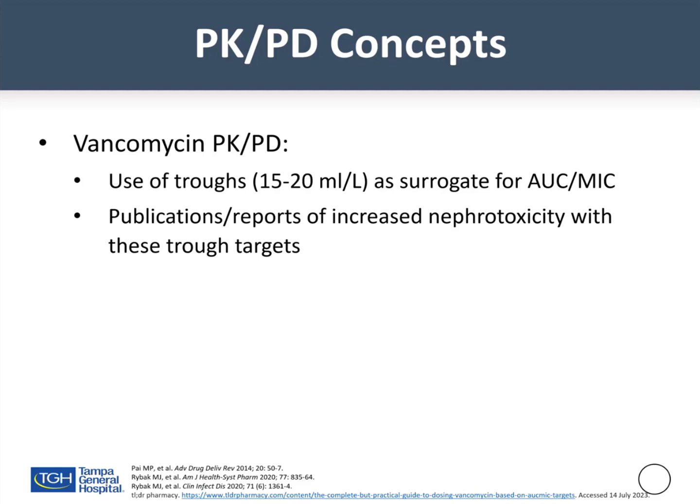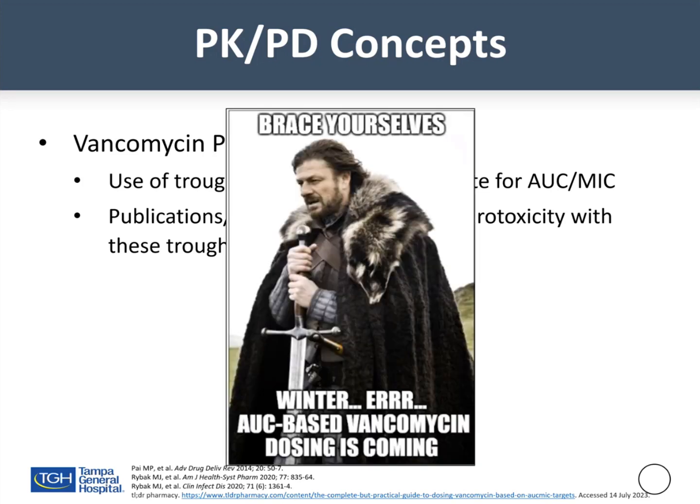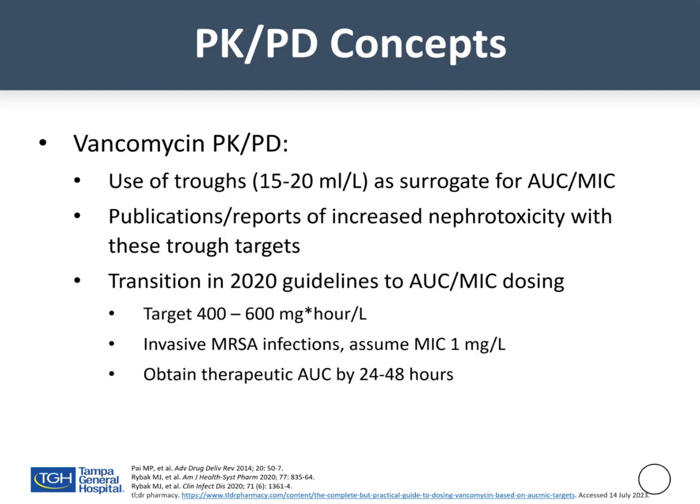So in 2020, as we were getting into the COVID pandemic, these guidelines came out. It did take hospitals a little longer to make that transition if they hadn't made the transition before. Tampa General was in that particular hub, so we knew we had to brace ourselves because AUC dosing is coming. And what these guidelines said in 2020 is, hey, we really need to move over to AUC/MIC dosing. Now, they did recommend a range of 400 to 600 as our target AUC to go after.